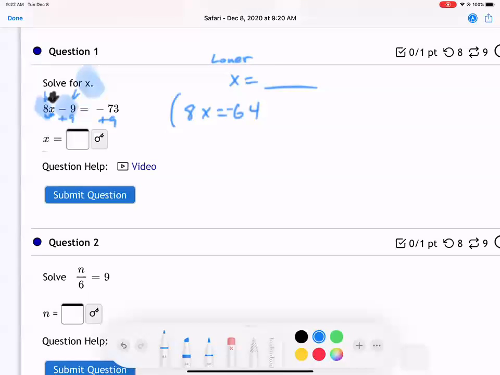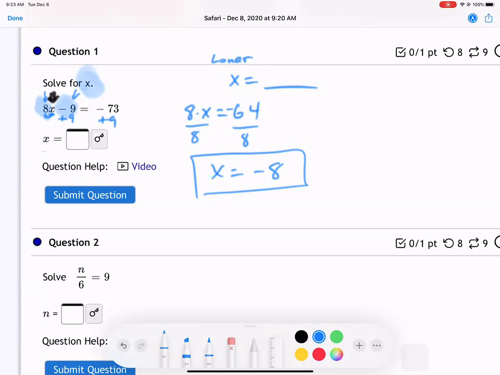Now it's cleaner. See how there's less stuff there? It's like we're cleaning our room. We got to get rid of the 8. The opposite of multiply by 8 is divide by 8 to both sides. So if you look at all the work I'm showing, this is my expectation for you guys when you are showing work. If you're not showing work, I know you're probably using some assistance someplace.